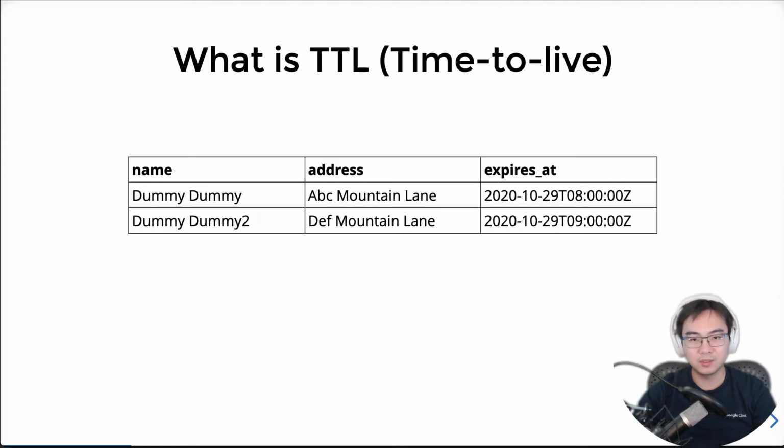TTL stands for time to live. If you look at the example below, it's a very simplified table with, let's say, two rows. You've got two users, called customers. You've got dummy2 with two different addresses, but then you typically have a date or timestamp column in there that makes the record expire at that time or around that time.